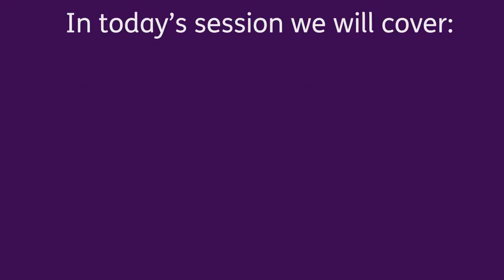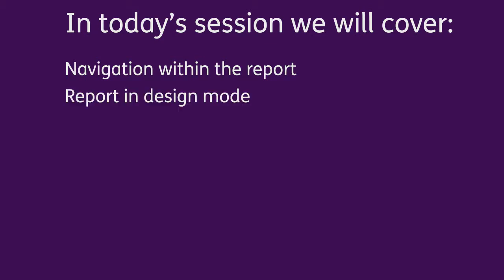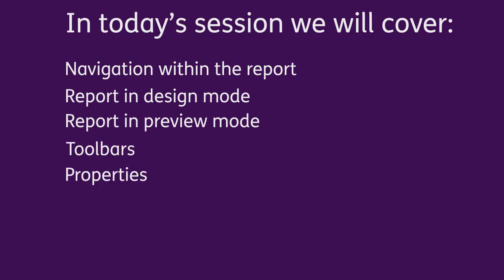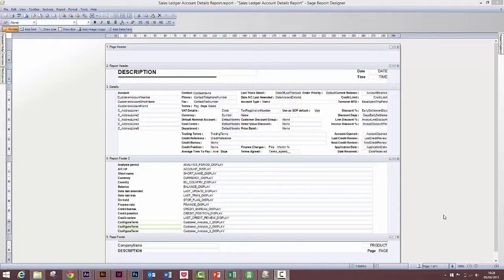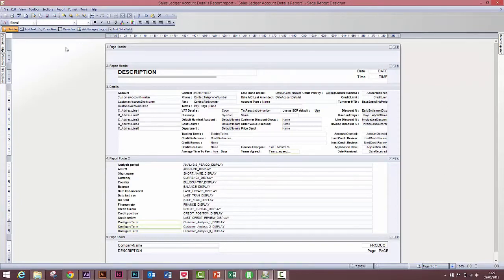In this session today, we'll cover navigation within the report, the differences between the report in design mode and the report in preview mode, and the different sections within the report, such as the toolbars, the properties, Report Explorer, File Explorer and the variables. To start off with navigation within the report, here I've got the Sales Ledger Account Details report opened in design mode. The standard report layout is divided into 5 sections represented by the banners across the report.